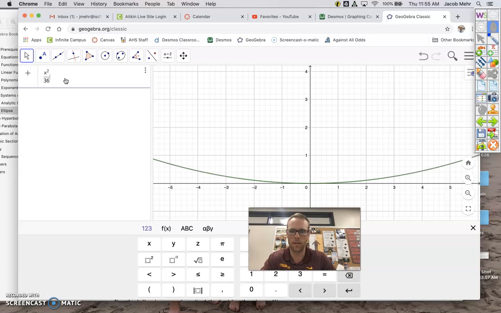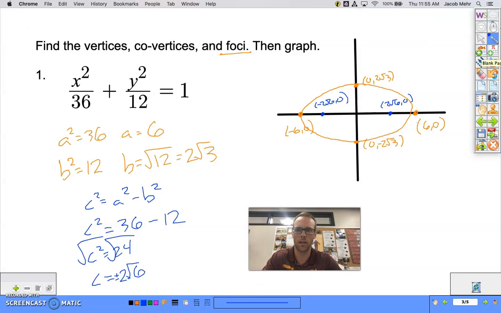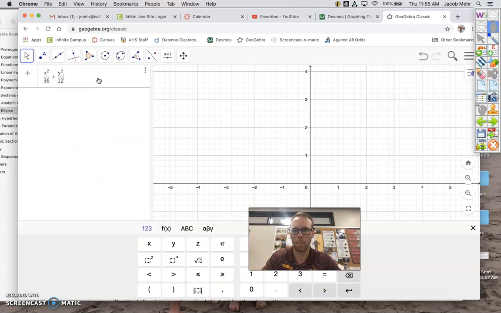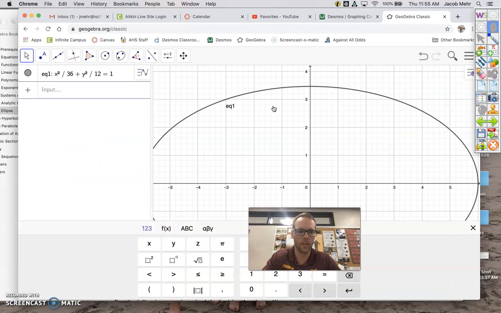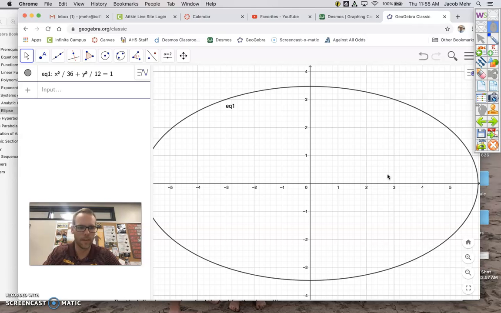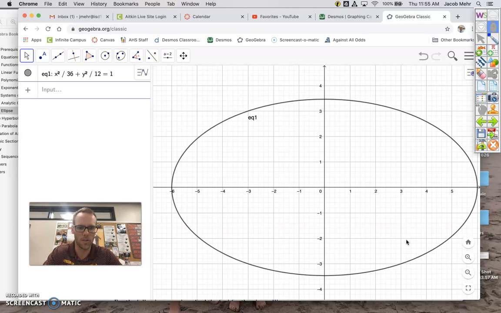We had 36 there, right? And then we had, oops, what was our denominator there? I think it was 12. Let me just double check. Yep. Equals 1. So there it is. That's our ellipse. Let's zoom out just a little bit.